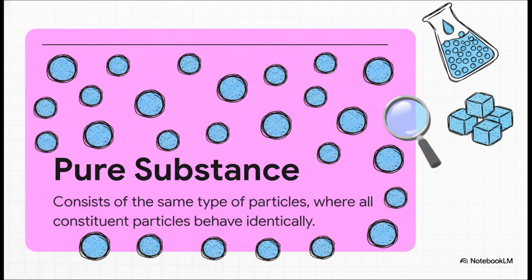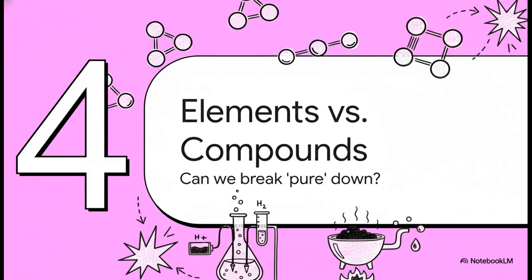A pure substance is, well, it's pure. It's incredibly consistent. It's made up of only one kind of particle, and every single one of those particles is absolutely identical. Think of pure water or pure sugar before you've mixed it into anything. But we can't stop there. The rabbit hole goes deeper. Are all these pure substances the simplest form of matter you can get? Or can we break them down even further? You know what? Let's find out with a couple of classic experiments.